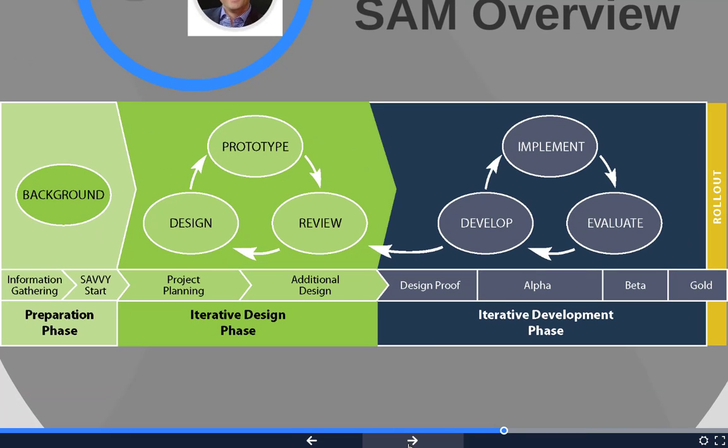And so this right here is the SAM overview, otherwise known as the SAM 2. It gives you a visual breakdown of what SAM looks like. SAM is a 3-phase model. Unlike the ADDIE model, with SAM, the very first phase is in fact the preparation phase. This is where your background information occurs. There are 2 steps that are involved with the preparation phase. If you've noticed to the far left, it's going to be information gathering, and of course it's that Savvy Start. Information gathering, you build on that background.